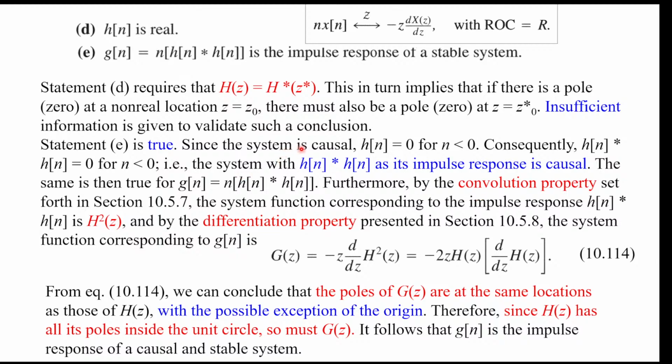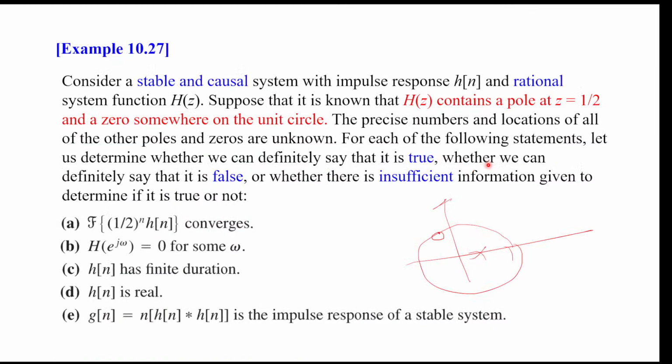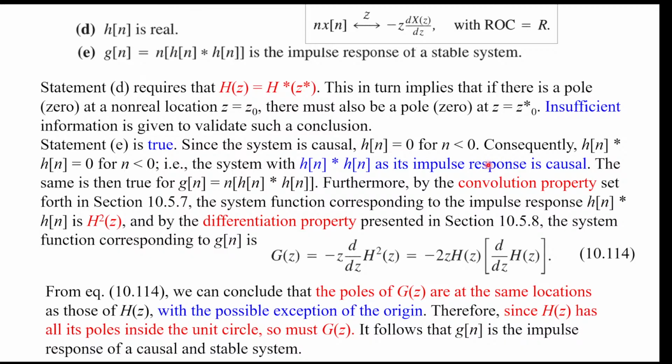Okay, let's see how we do. So the system is causal, so h[n] equals 0 for n less than 0. Then h[n] convolved with h[n] is still causal, and g[n] is still causal. That is the convolution property.